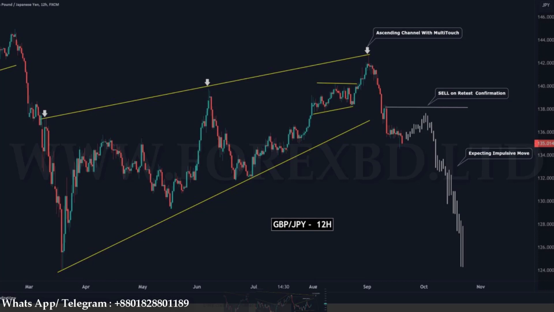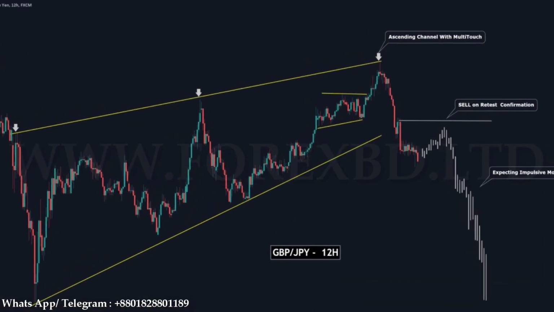Our next pair is GBP USD. I have also analyzed this for you, that you can see. Now I'm in the 12-hour time frame. You can see here that the market first went down for a period of time, then the market went up for a long time. Then again in a downtrend which is still prevailing at the present time.